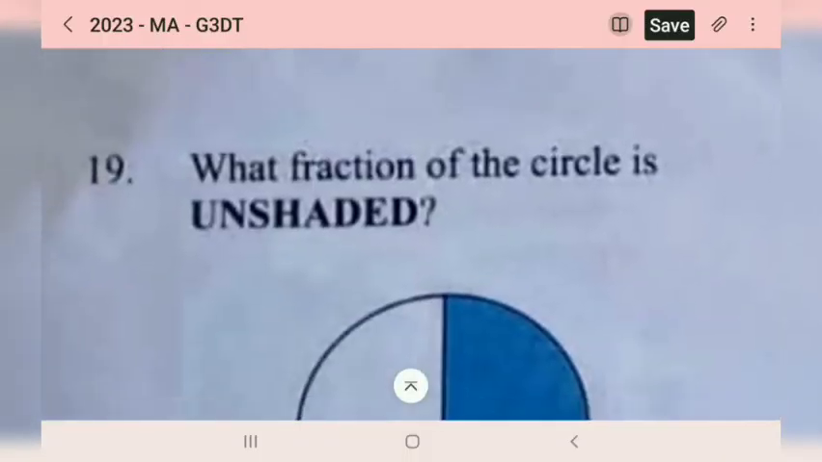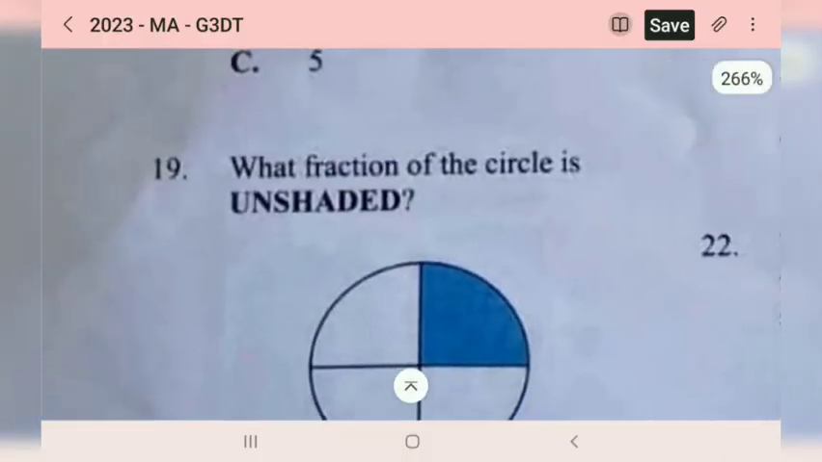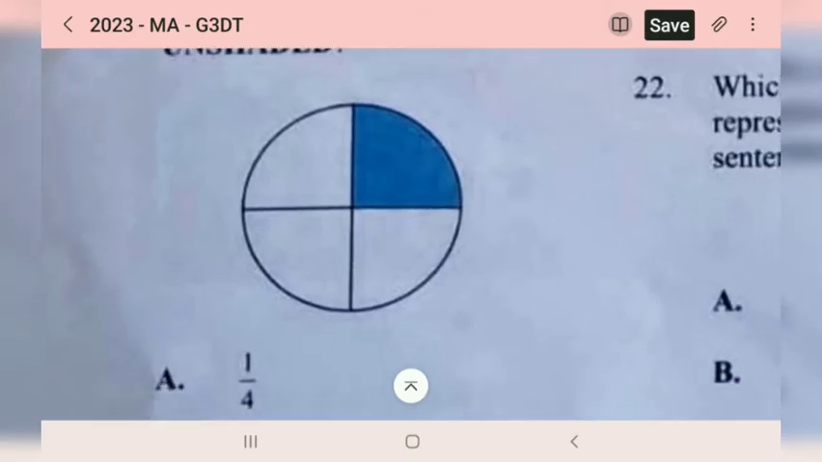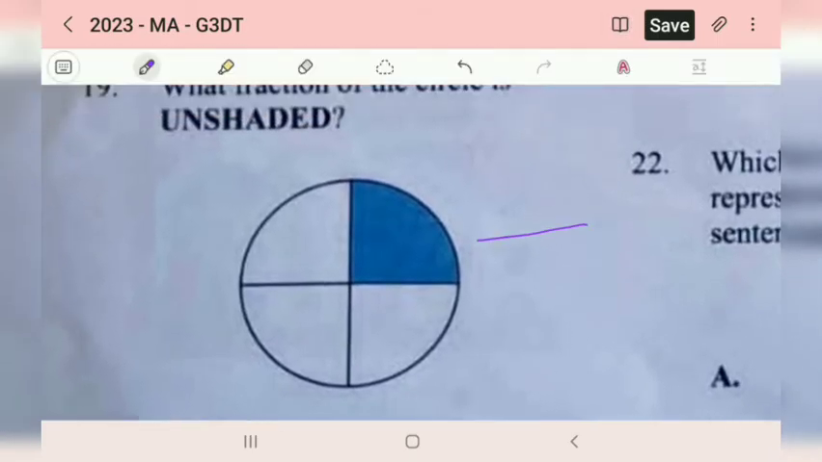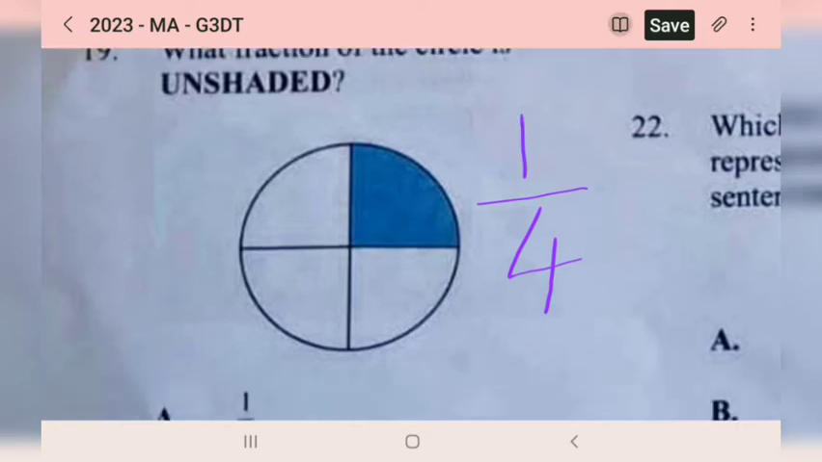Moving on to 19. What fraction of the circle is shaded? Looking at it, how many parts is it divided into? 4. How many parts are shaded? 1. So we're looking for a quarter, 1/4, which is at A.